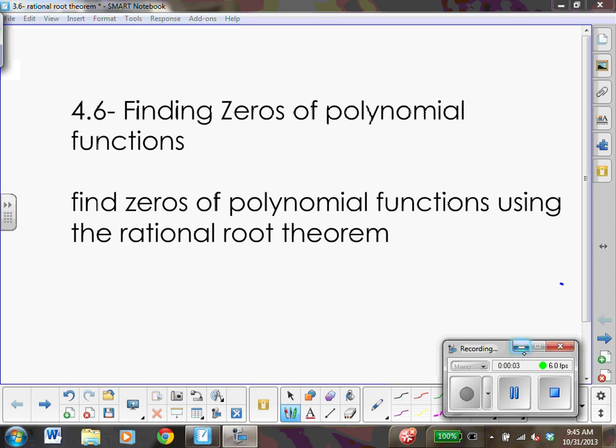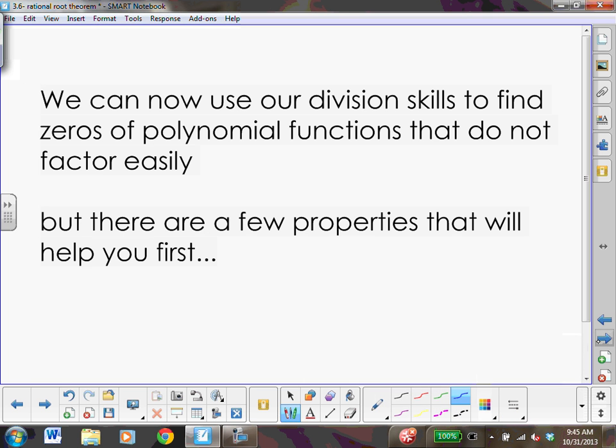All right, class, now we're studying our fourth section, finding zeros of polynomial functions. We've now been able to use our skills of division to find all the zeros of polynomial functions. But up to this point, we've always been given one of them to help get us started. Now, we're not going to be given those things. There are a couple theorems and properties that will help us get ourselves started and find one of the factors.